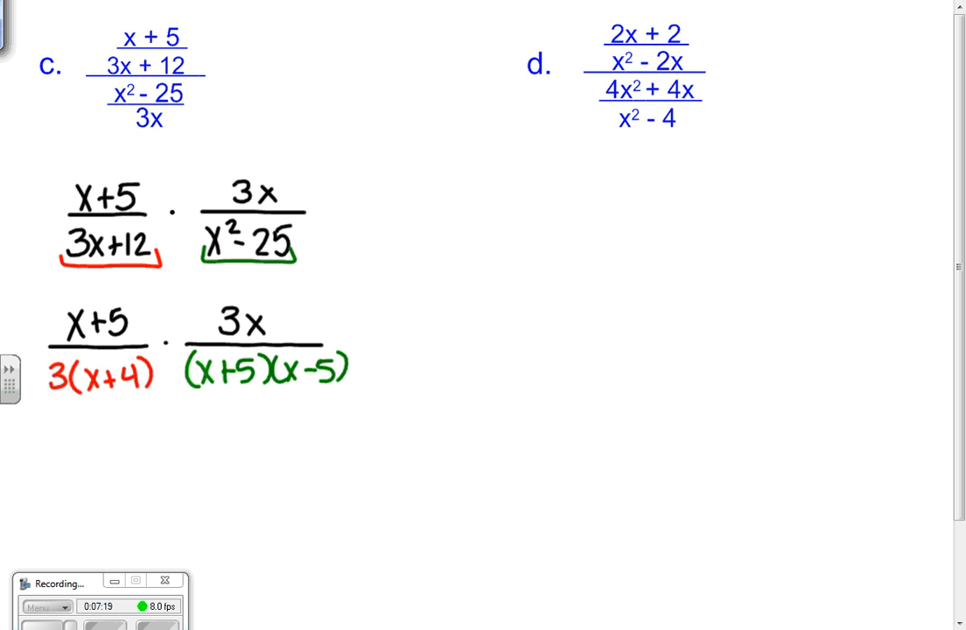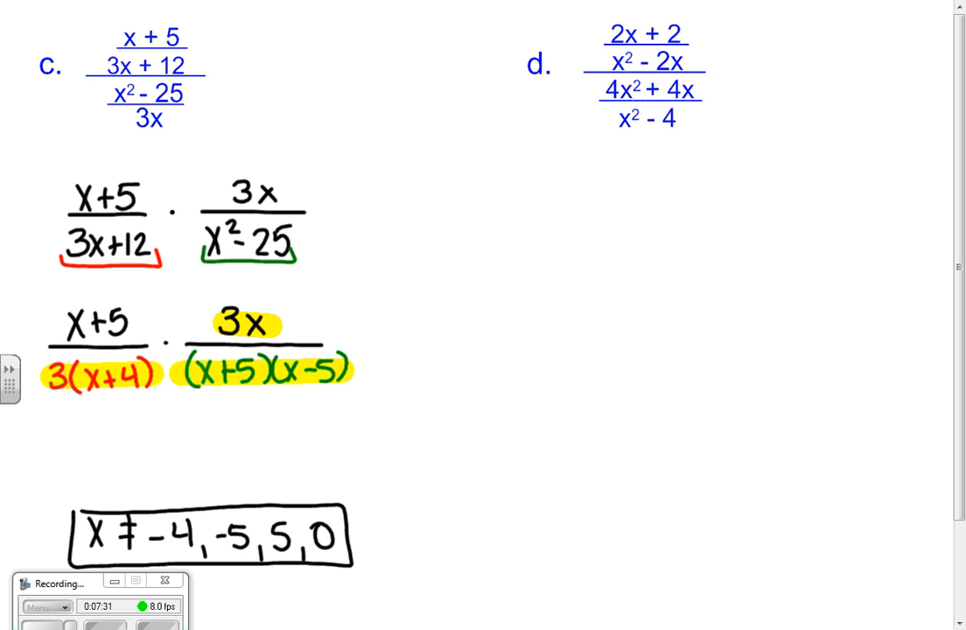Your restrictions come from denominators and the numerator of the second. So my restrictions on this one is that x cannot be -4, -5, +5, or 0. Cancel what you can. I can get rid of x plus 5s and get rid of 3. I'm left with an x on the top, an x plus 4, and an x minus 5 on the bottom.